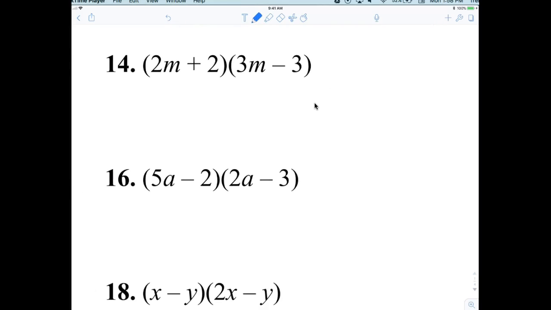On the next one, read it. Tell me the answer. 6 squared minus 6. 6 minus 6 cancels. So, minus 6. Any objections?